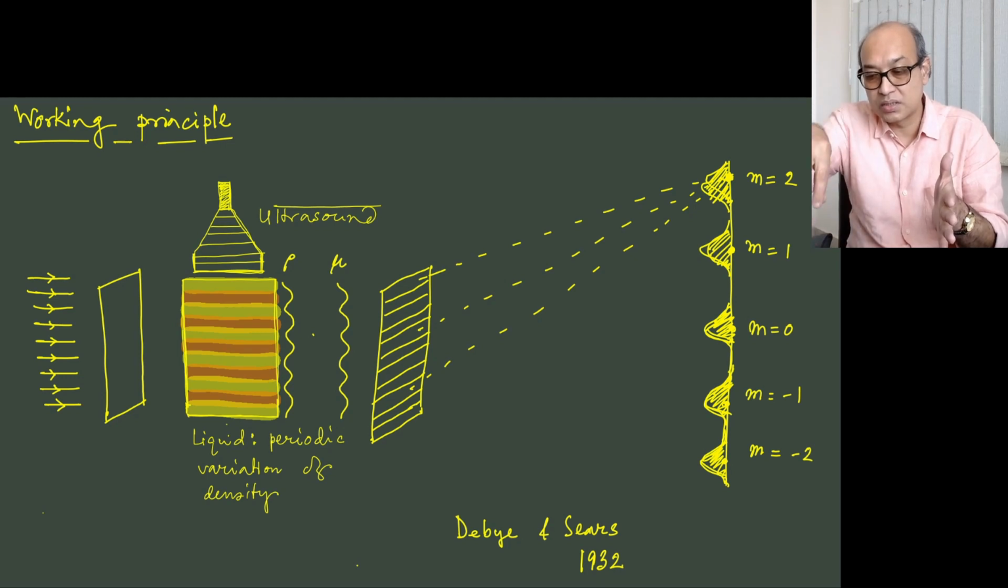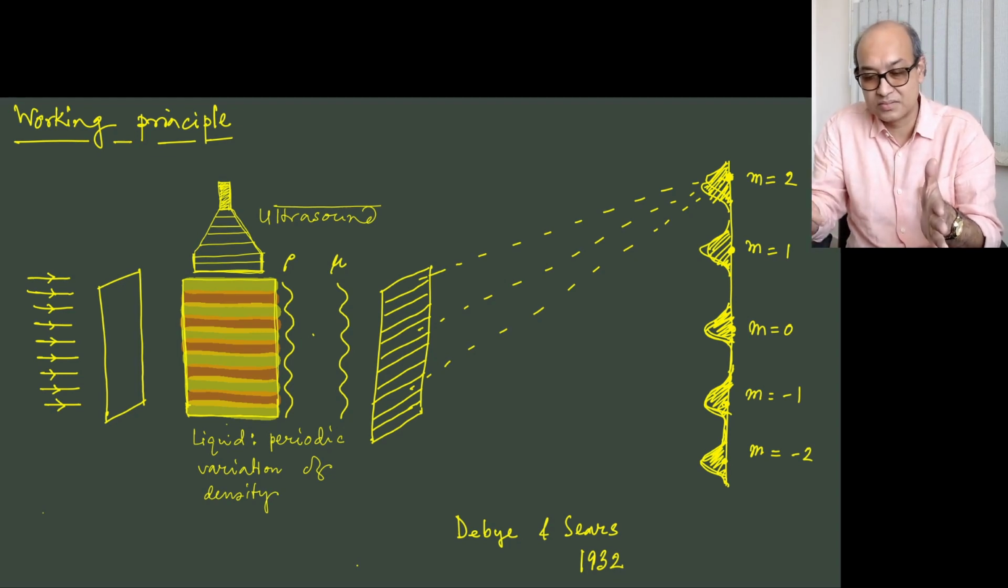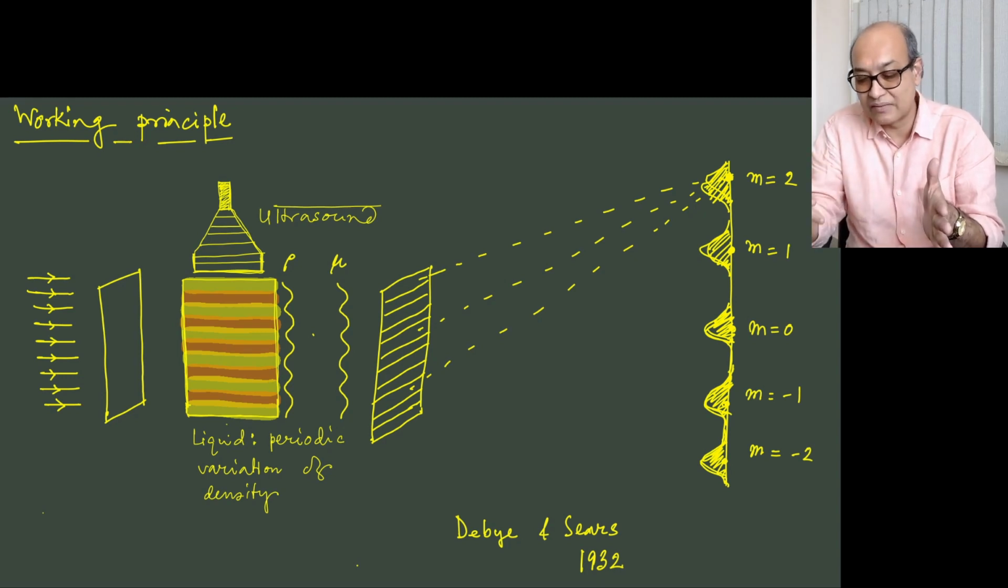So the phase of the light is different depending on where it has passed through. For example, after it passes through a high density, high refractive index region, it will have a certain phase. The next region, which is low refractive index, will have a different phase. So if we could monitor the light phase, we would see that it has a periodic variation of the phase in the wavefront, and we call it the corrugated wavefront.